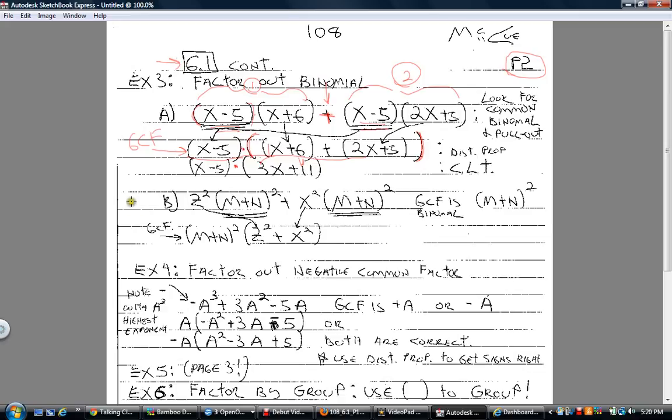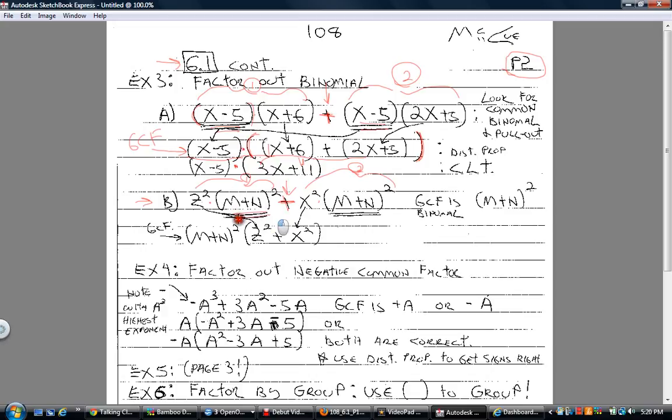Okay, so let's try this guy. Example 3b. They ask you to factor. Again, you've got a binomial. Here's your first term. Here's your second one, and that's because there's multiplication going on here, multiplication going on here between the parentheses and the term outside, and the plus sign separates.